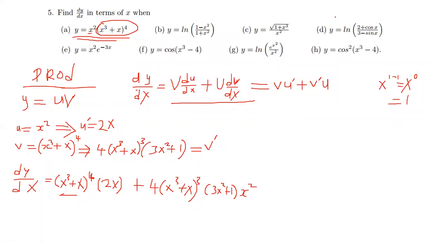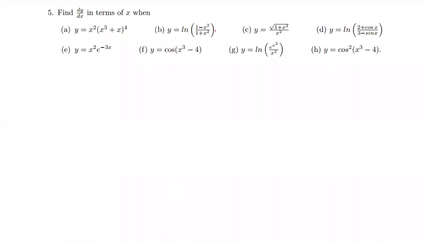So quotient rule, okay, let me just erase everything here. You know that a quotient is simply the answer that is found after dividing two functions. So quotient rule is simply the answer that is found after dividing two functions.